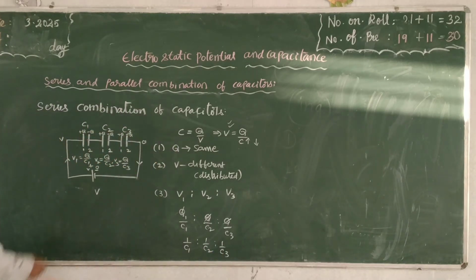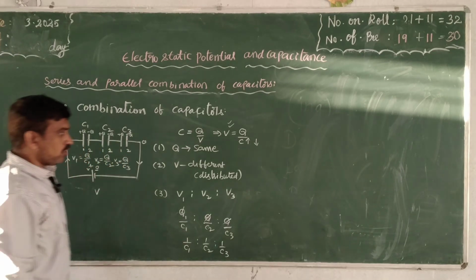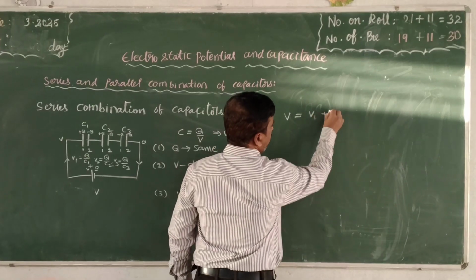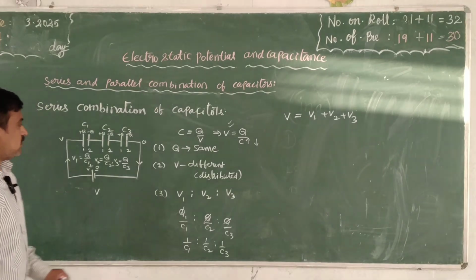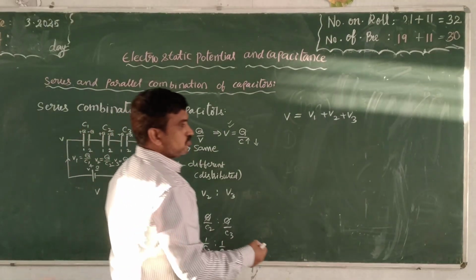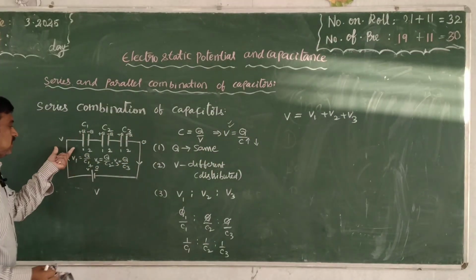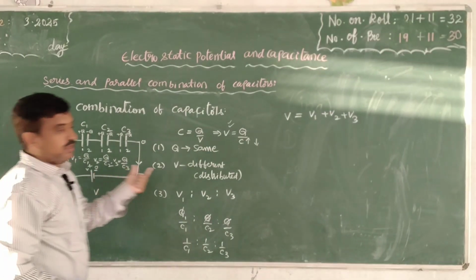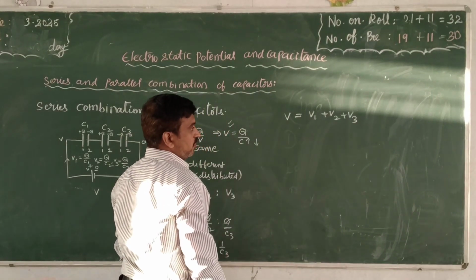The total potential is divided into v1, v2, v3. So the total potential in the series combination of capacitors is equal to the sum of the individual potentials: V equals V1 plus V2 plus V3.